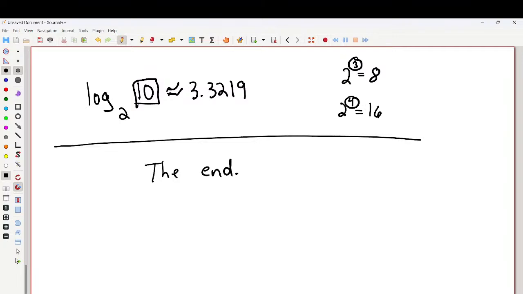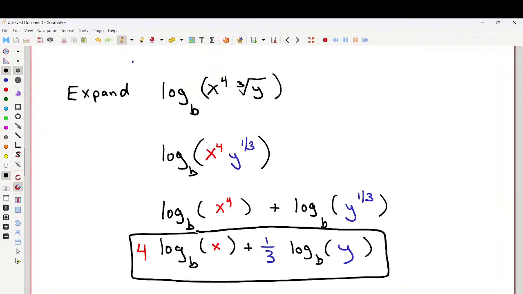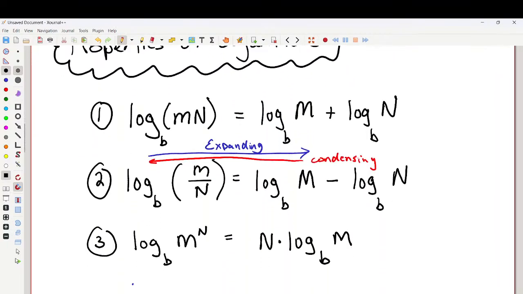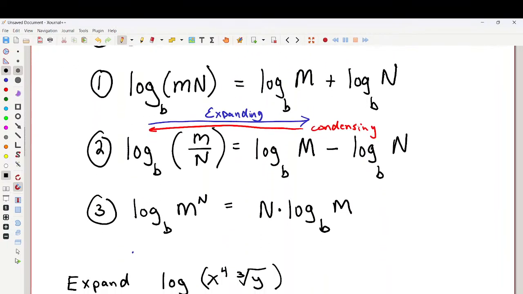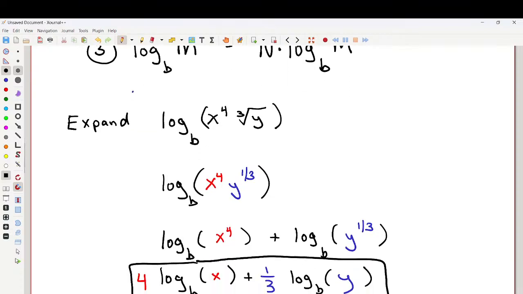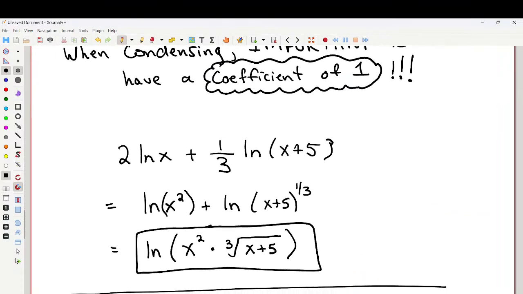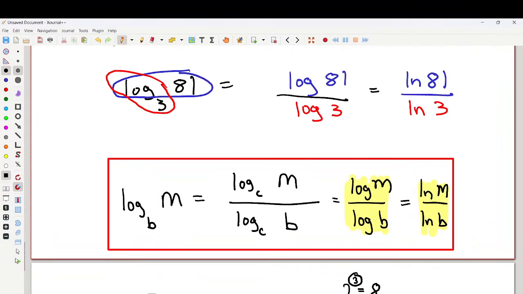4 properties, 4 big properties to know. Uno, dos, tres. Memorize. And change of base, yeah, know it. Know one of these last 2, or both of them. Or what other professors say: ln of m divided by ln b, because it's less letters. All right, that's all.